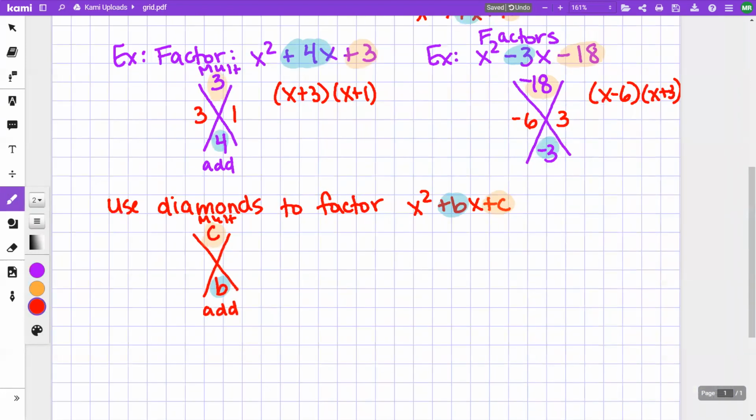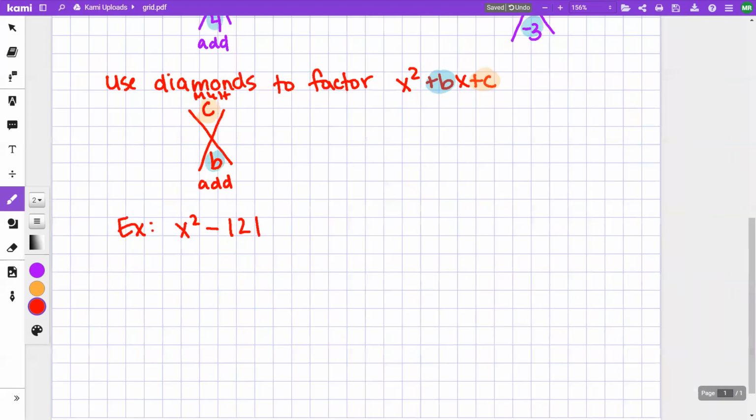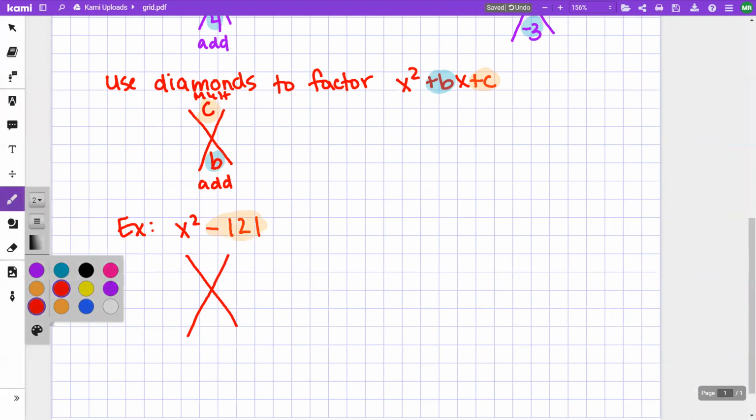So let me give us a couple more examples. So let's say we have as an example x squared minus 121. Let's say we have something like this. So if we have something like this, which still has an x squared, okay, but it does not have an x. So my constant is the number that doesn't have an x, which is going to be my negative 121.